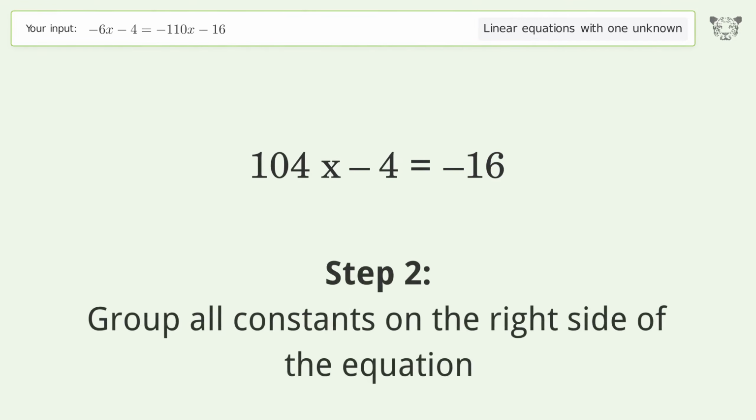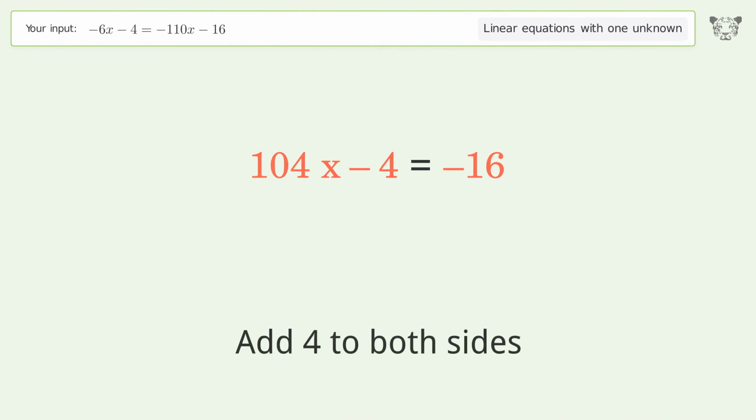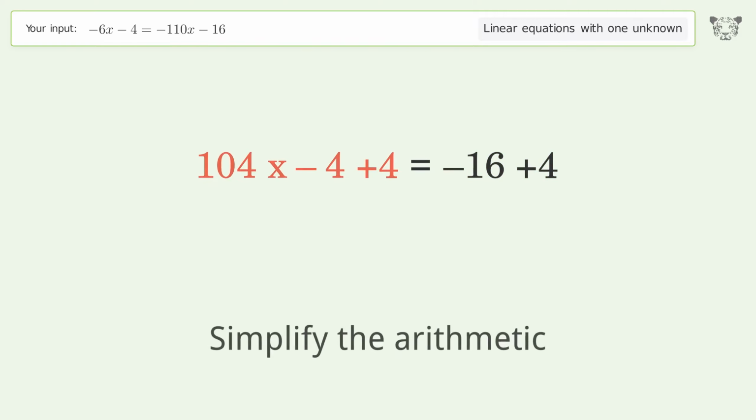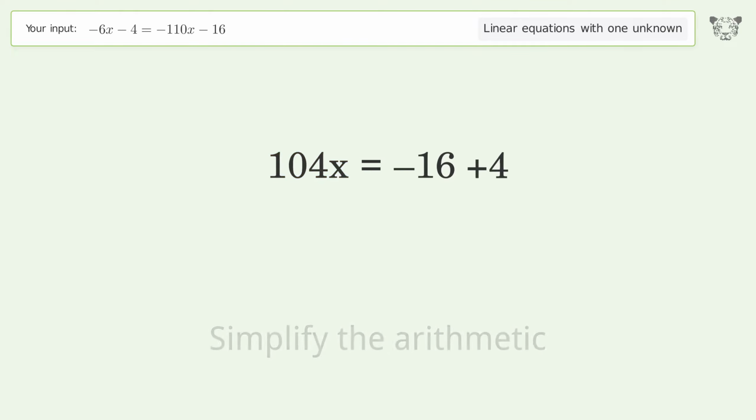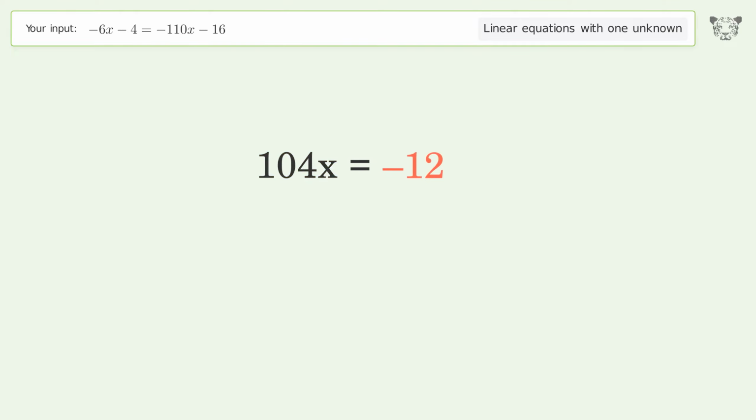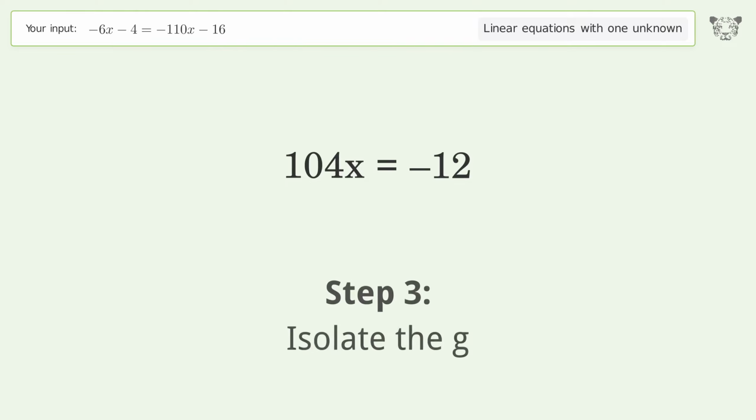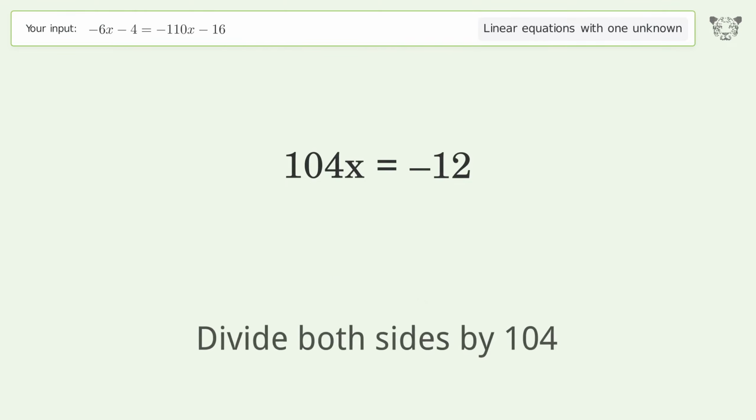Group all constants on the right side of the equation. Add 4 to both sides. Simplify the arithmetic. Isolate the x. Divide both sides by 104.